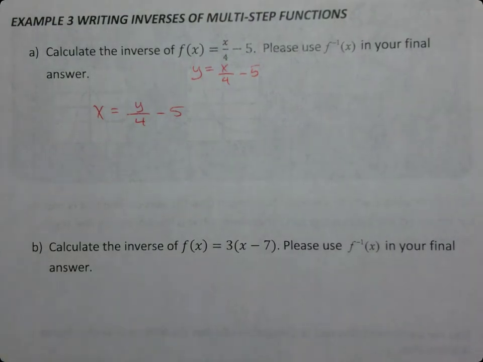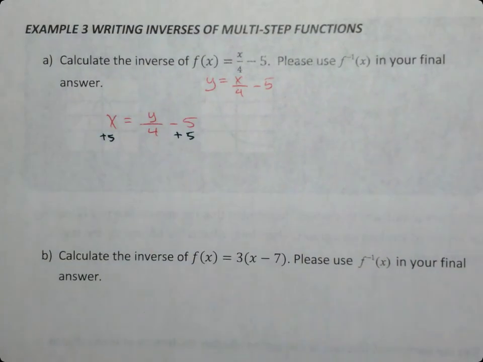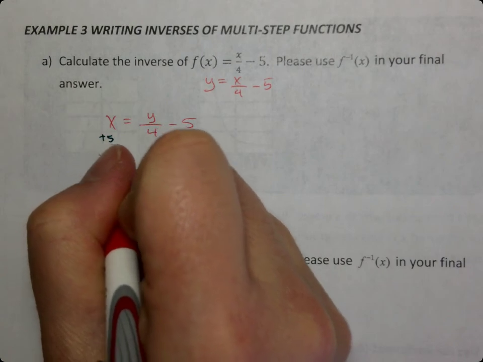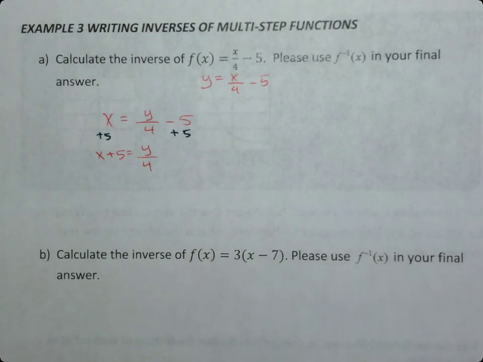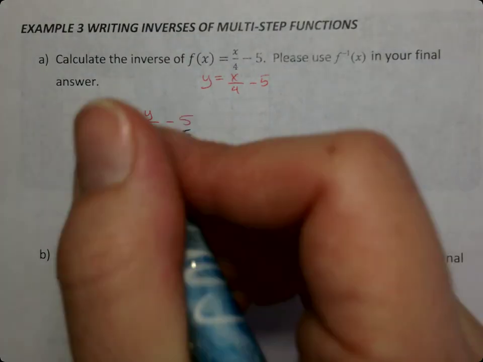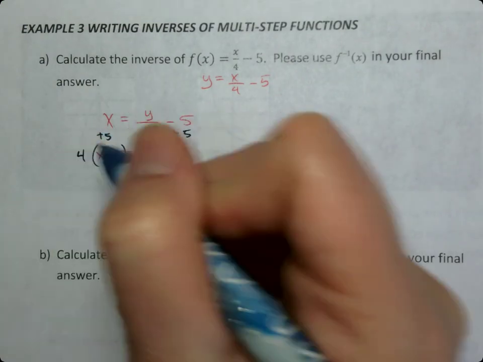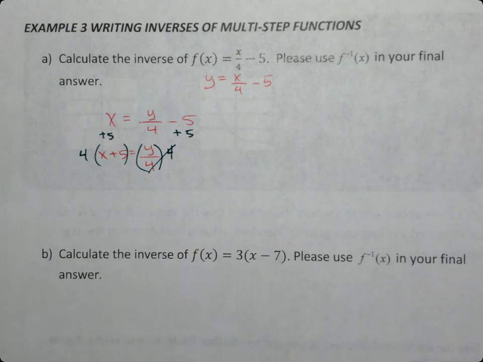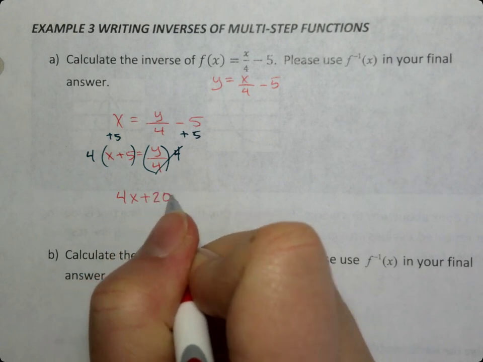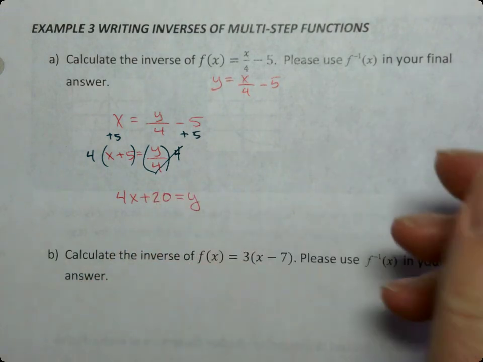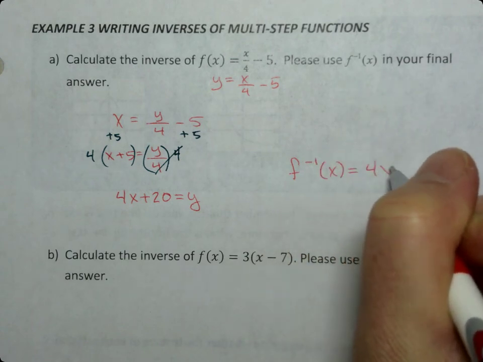So first step, switch x and y. Second step, solve by adding 5. And I've got x plus 5 equals y over 4. Now, how do you get rid of that y divided by 4? Multiply by 4. And this is the key. When you multiply by 4, you have to multiply everything by 4. So that's where people will mess up with the order of operations idea. We should get 4x plus 20 equals y. So the inverse, f inverse of x, is 4x plus 20.